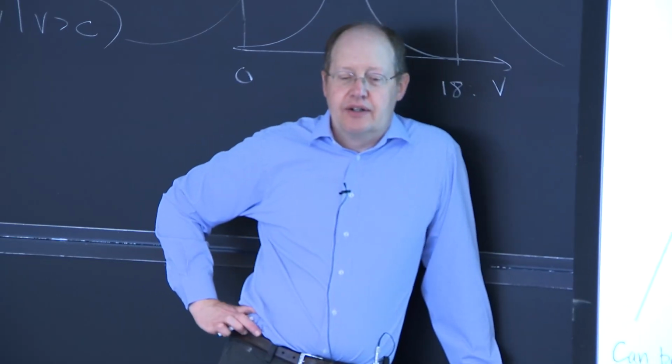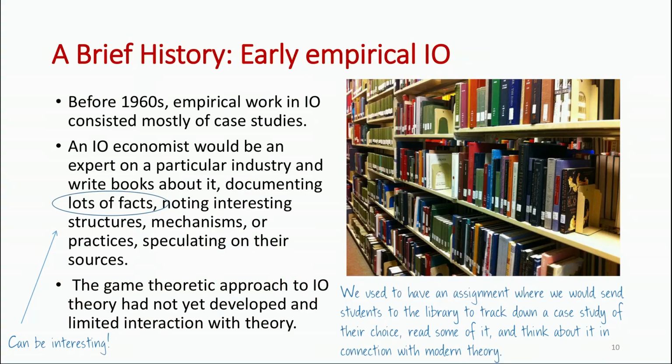So, early empirical I/O. Before the 1960s, I/O economists wrote books, and they wrote big, thick books. An I/O economist was an expert in some industry, like the airline industry or the car industry or the coal industry or the steel industry. I/O economists were experts in industries, and they wrote these big, thick books discussing lots of stuff about the industry.